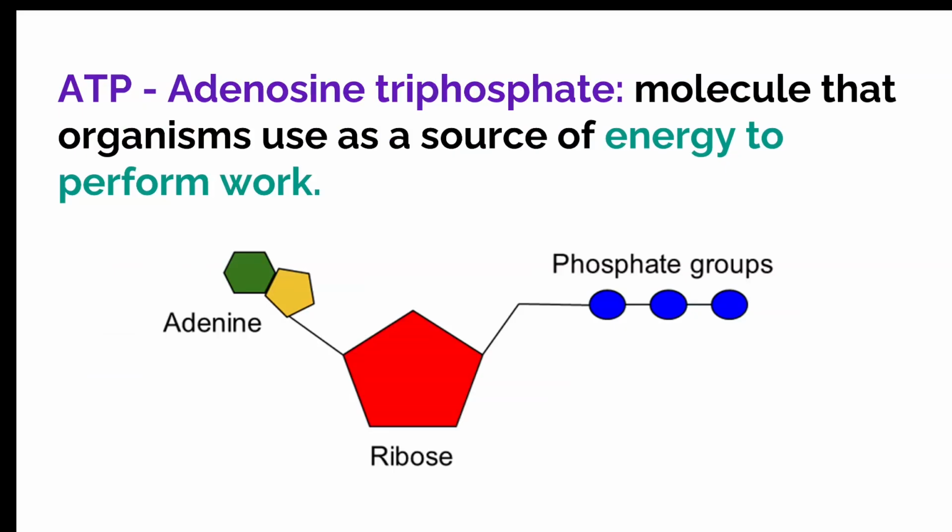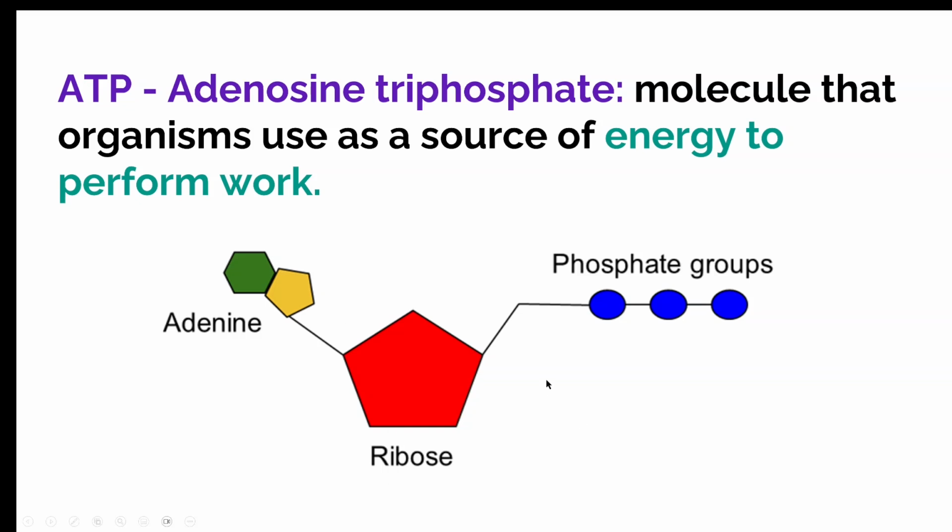Okay, and what's that big energy molecule that's going to help with all of that? That's going to be ATP, adenosine triphosphate. This molecule that organisms use as a source of energy to perform work is going to be universal throughout the biology world. In all of the cells that we see, adenosine triphosphate is the main energy source that is able to do the work.